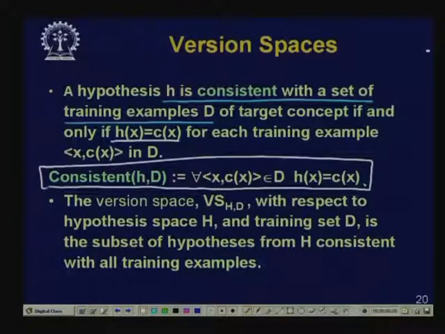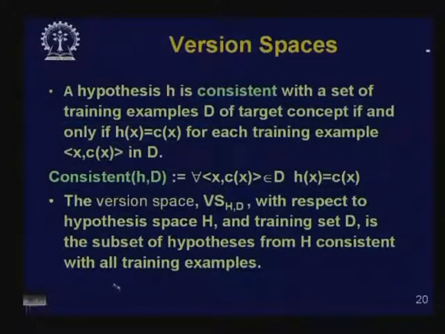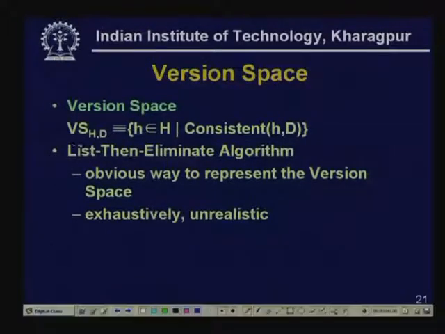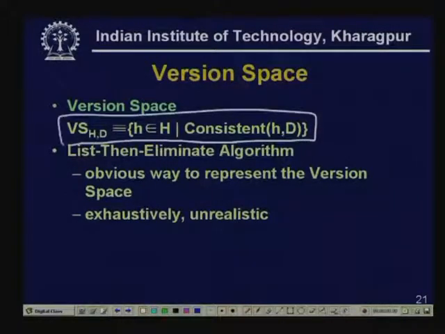Okay. Now, what is the version space? The version space, which is denoted by VS_{H,D}, the version space with respect to the hypothesis space capital H and the training set capital D, is the subset of hypotheses from the hypothesis space that are consistent with all the training examples. In other words, the version space is the set of all small h, all hypotheses belonging to the hypothesis space, such that each is consistent with the training set.